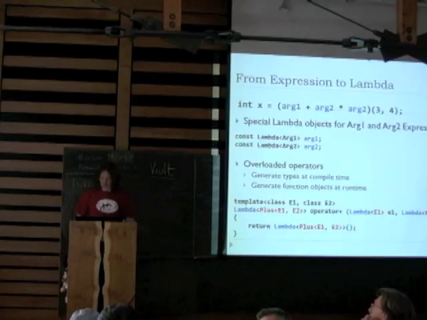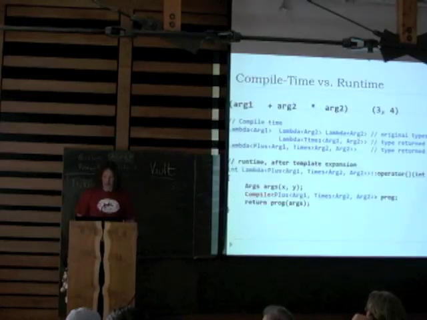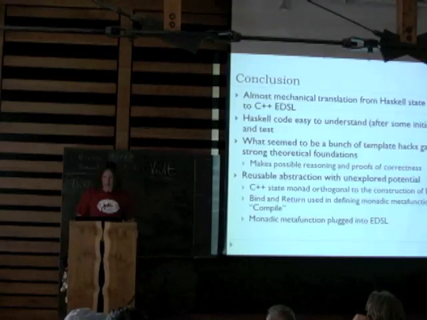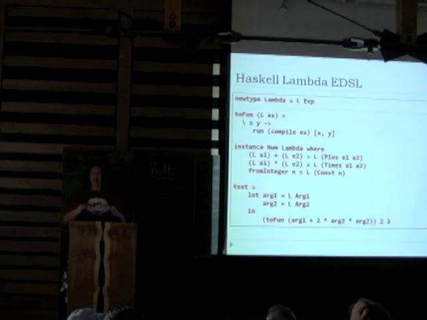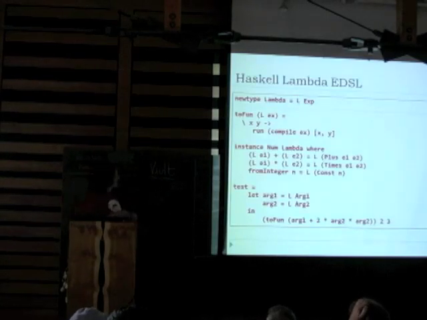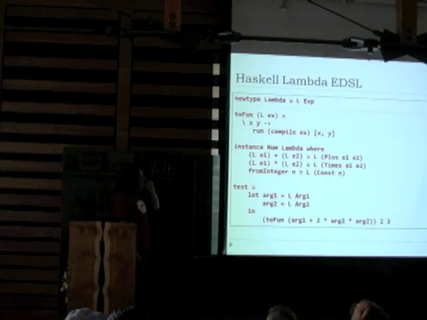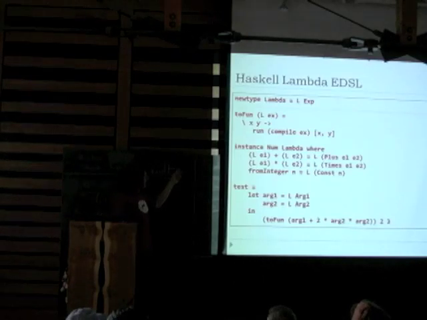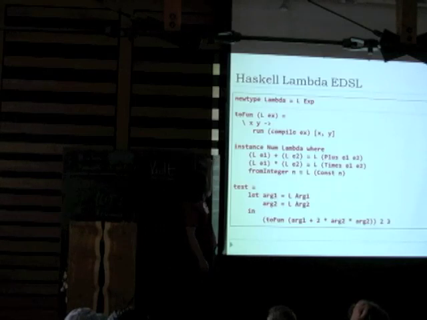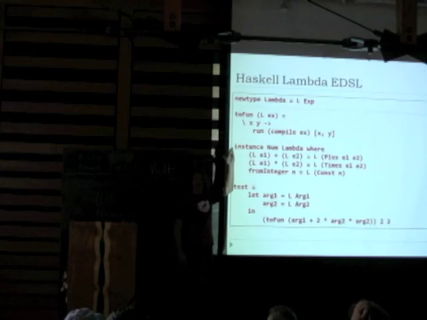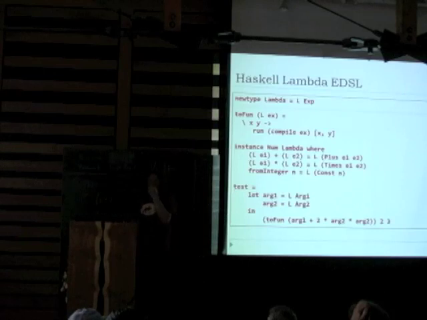Let me just show you a few things to end this talk. You would like to be able to write everything in Haskell first. So this is the Haskell way of writing the lambda thing. The only difference is that in Haskell you don't have operator function call overloading, so I created this function tofun, which takes an expression and returns its operator function call.